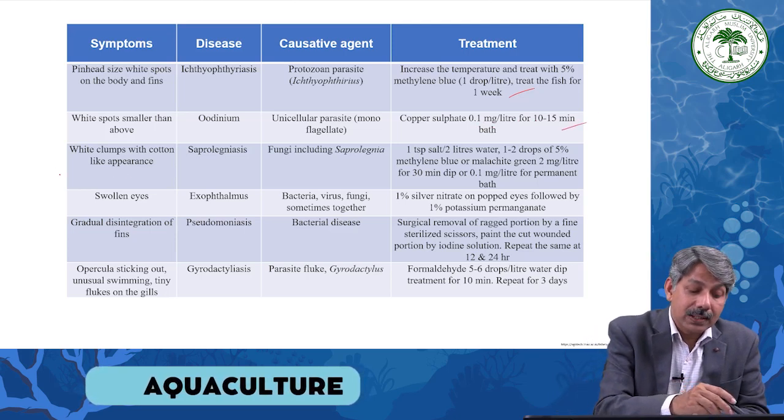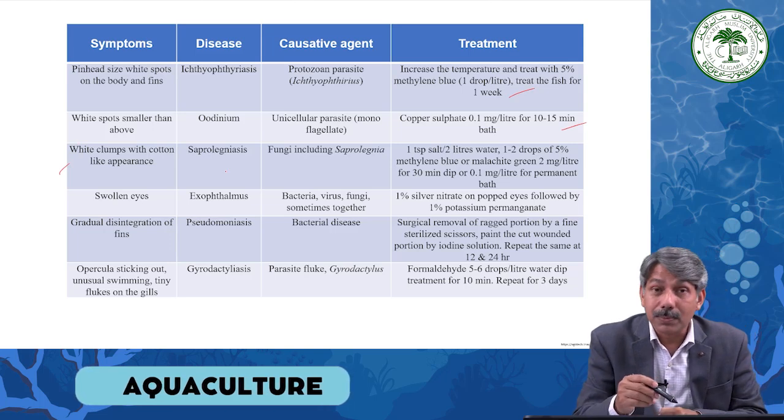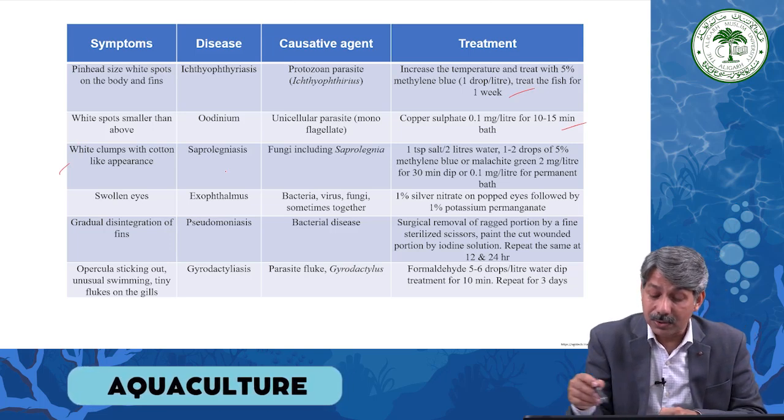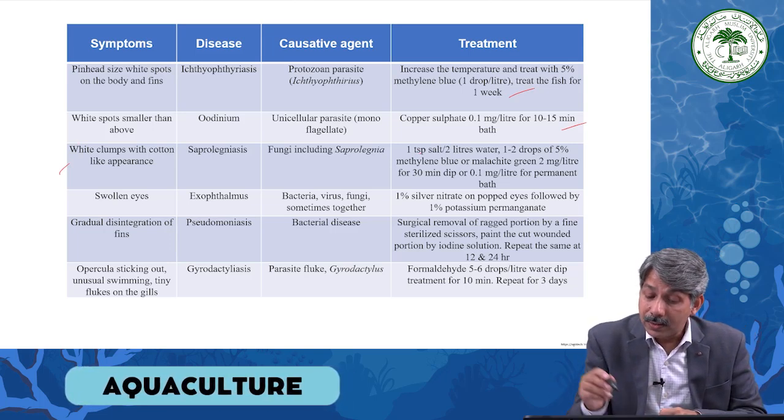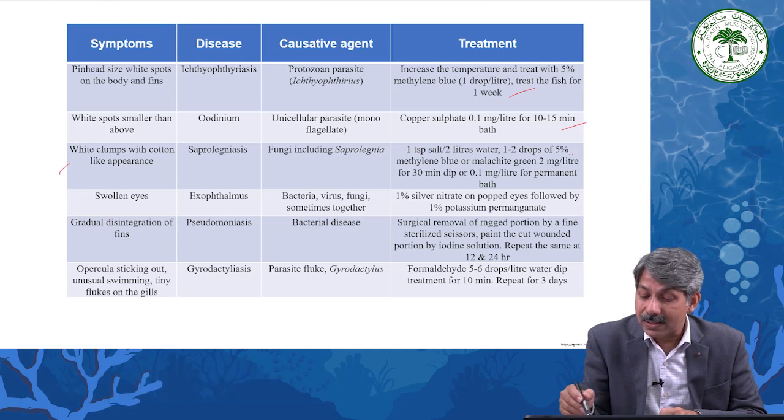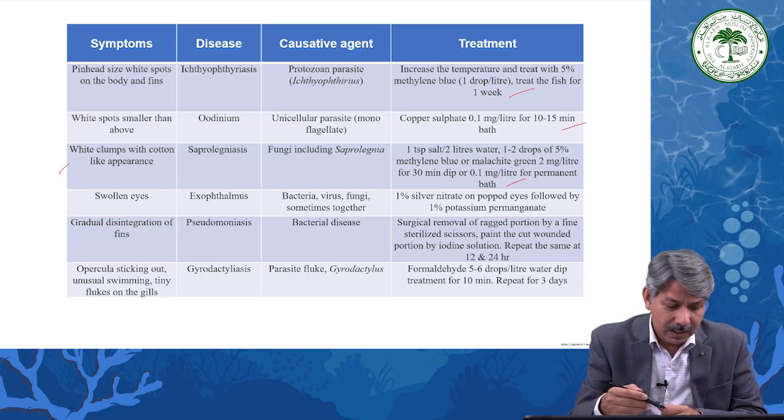Then white clumps with a cotton-like appearance may be because of saprolegniasis, caused by Saprolegnia. Use 1 teaspoon salt per 2 liters of water, 1 to 2 drops of 5% methylene blue or malachite green, or 2 milligram per liter for a 30-minute dip, or 0.1 milligram per liter for a permanent bath, which you can adjust.